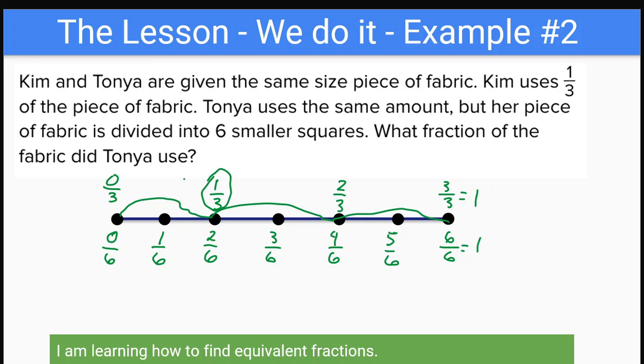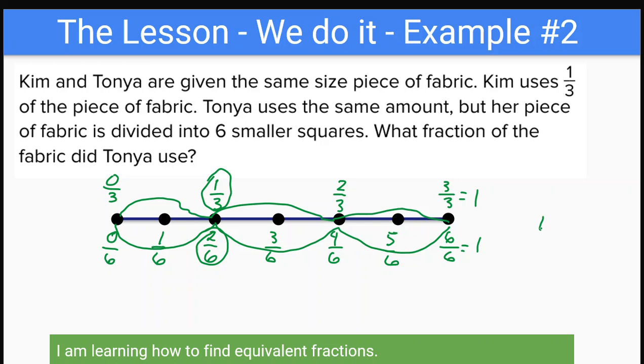That's the amount that she used. Tanya used 6, and she used the same amount. Well, if we do the same thing, if we do jumps, she used the same amount right here, and that's 2/6 right there. If she were to jump again, that would be 4/6, and if she were to jump again, that would be 6/6. Now, we want to see, is 1/3 the same thing as 2/6?